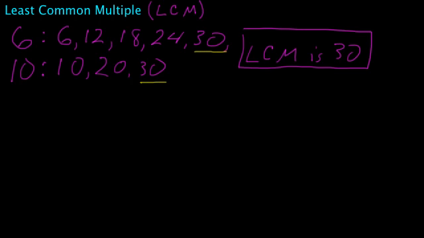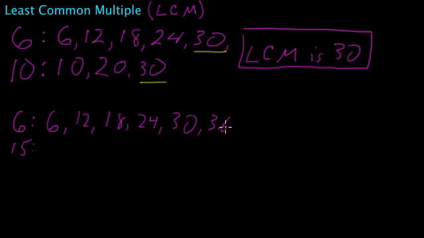So let's take a look at a second example. We'll use the number 6 again, but this time we'll look at the number 15. So we'll start off as we did before. We'll go 6, 12, 18, 24, 30. Let's keep going. 36, 42, 48. It's a good exercise. 54, 60. Oh, running out of room.